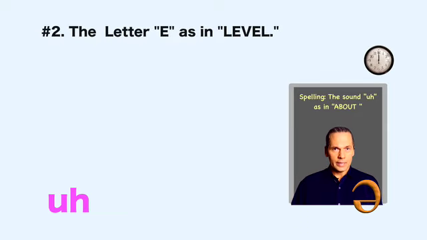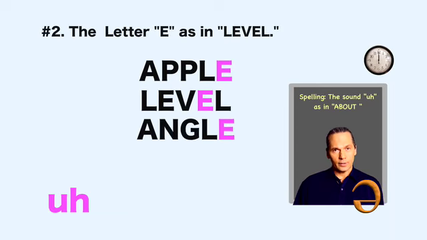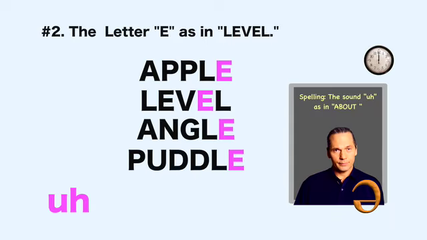The letter E in unstressed syllables may make the sound. Notice that these unstressed syllables with the final L sound may be spelled EL or LE, but they are pronounced the same. Apple, level, angle, puddle.